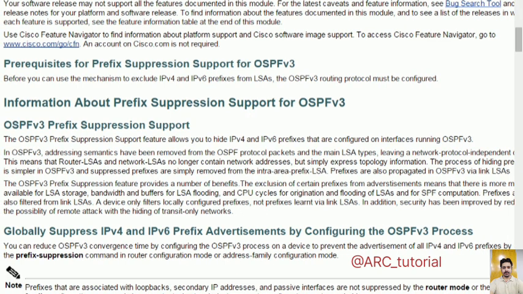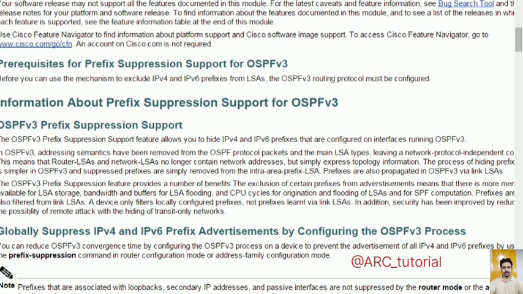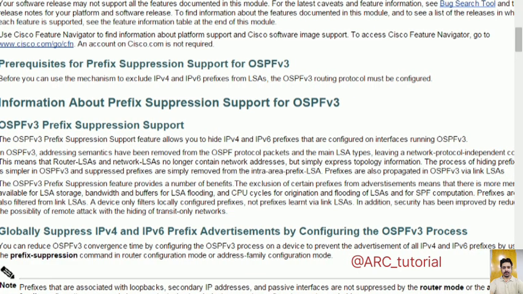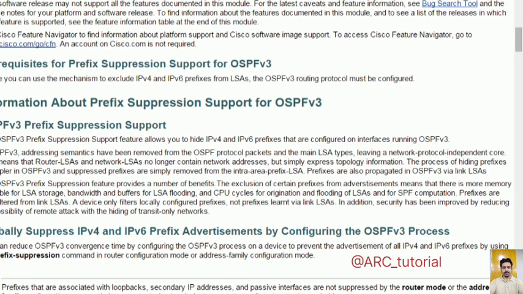The OSPF version 3 prefix suppression feature provides a number of benefits. The exclusion of certain prefixes from advertisement means more memory is available for LSA storage, bandwidth and buffers for LSA flooding, and CPU cycles for origination and flooding of LSAs and SPF computation. Prefixes are also filtered from link LSAs. A device only filters locally configured prefixes.